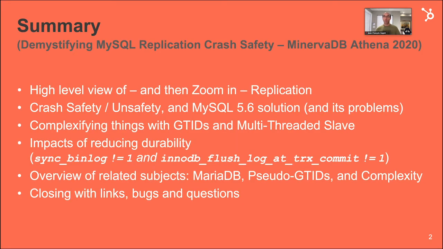So our agenda for today is quite classic. I will start by giving details about replication, so introducing the subject. I will give details about what we're talking about, like replication safety, unsafety, what it is, what are the problems and the solutions. We'll complexify things a little with GTIDs and multi-threaded slaves. We'll talk about the impact of durability, and I'll define that a little later. And we'll touch on a few other subjects like MariaDB, Pseudo GTIDs, and others. And at the end, I'll do a short summary, closing remarks, and the classic link bugs and everything.